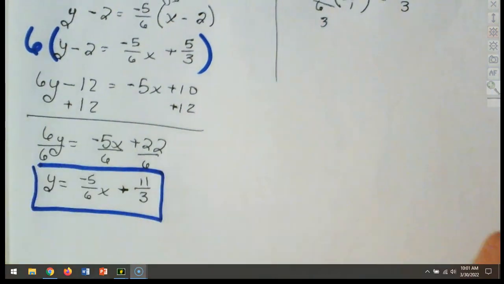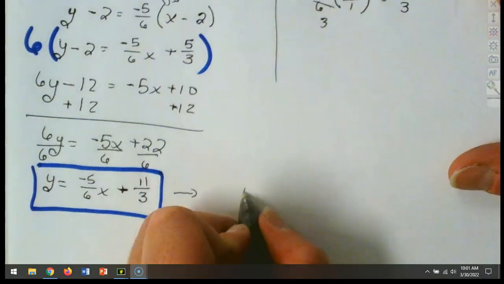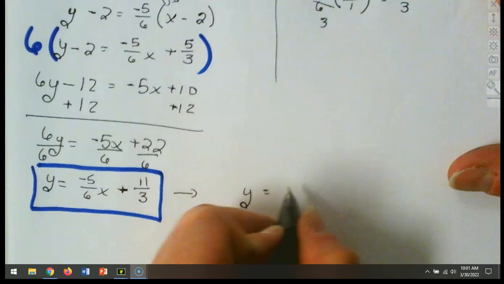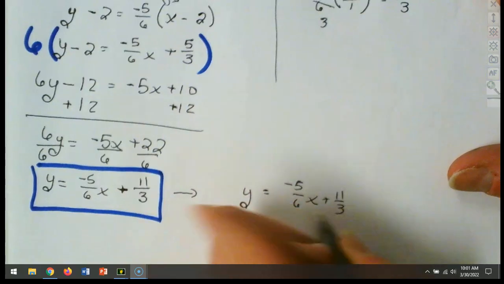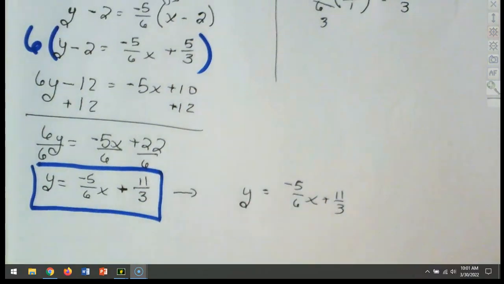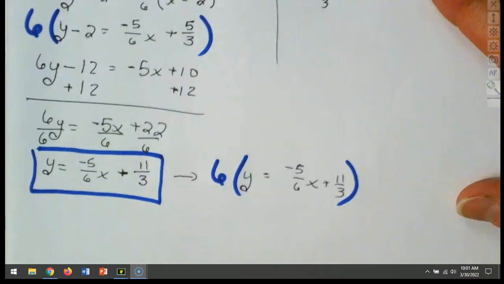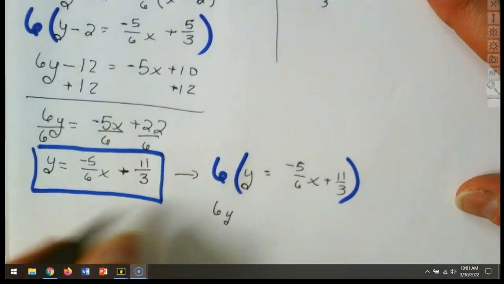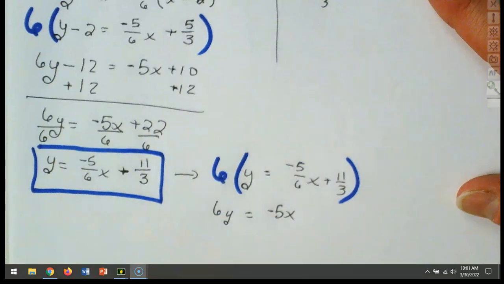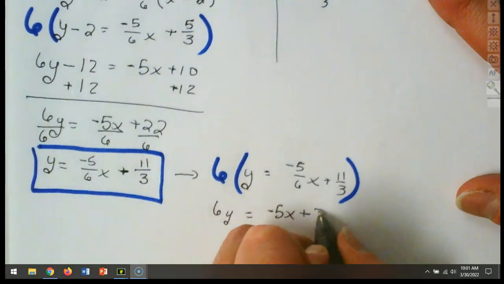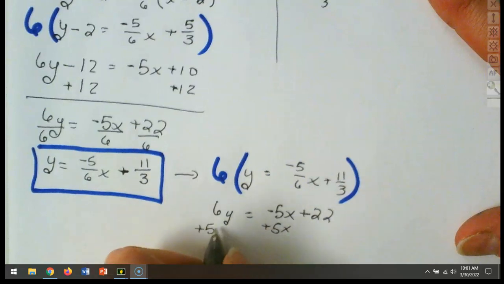How do we get it in standard form? Well, a little bit more work because we have fractions. We have to clear them out. So multiply it all by 6 again. And that leaves you with 6y equals negative 5x. 6 divided by 3 is 2, times 11 makes it 22. Move your 5x over, and you're done.